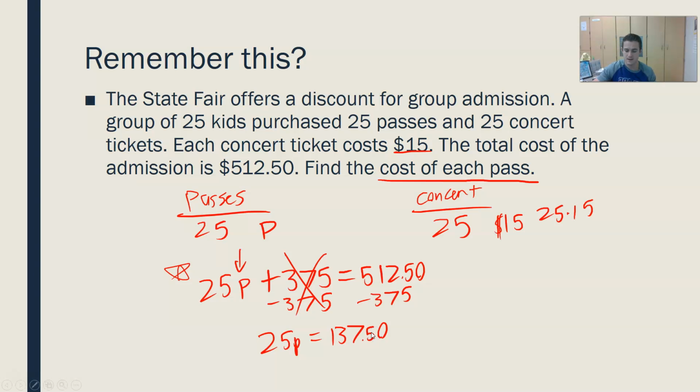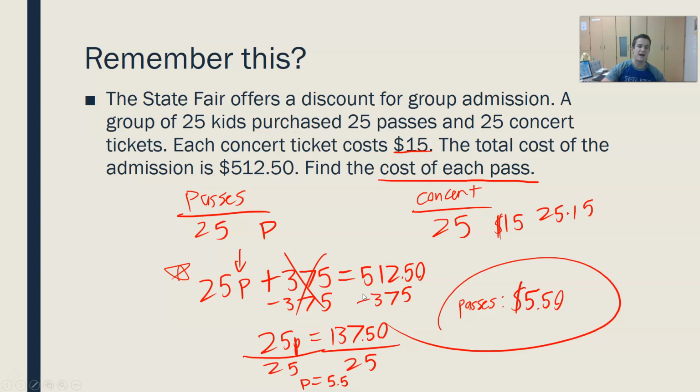137.50. Then I'm going to go ahead and divide by 25. If I divide that by 25, I get P equals 5.5. Or in other words, each of the passes costs $5.50. Each of those passes cost $5.50.